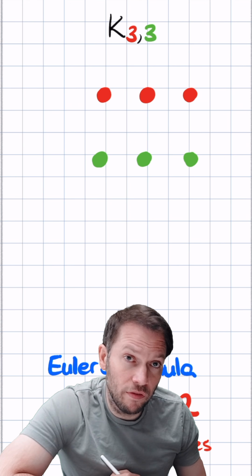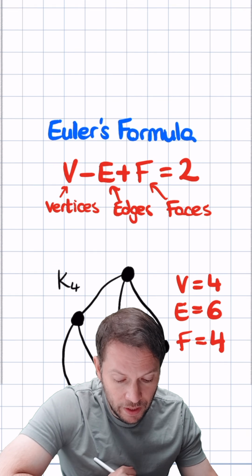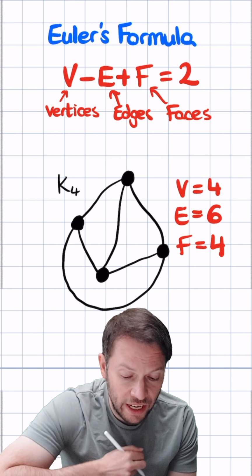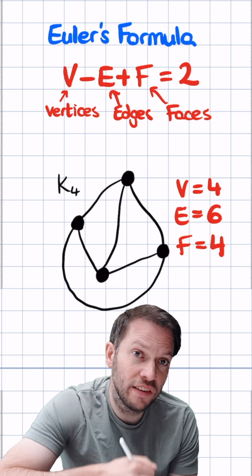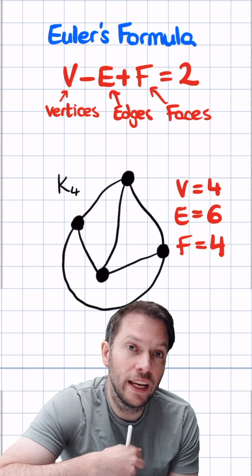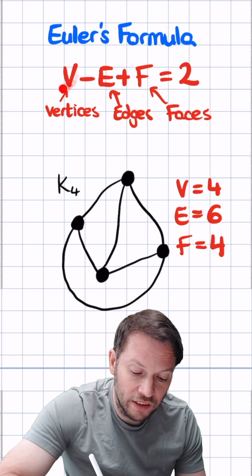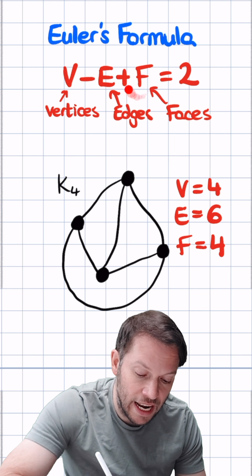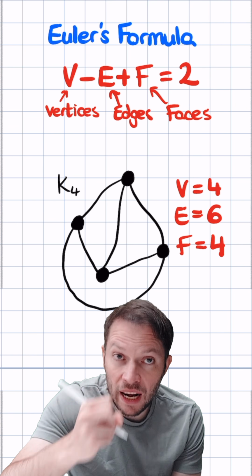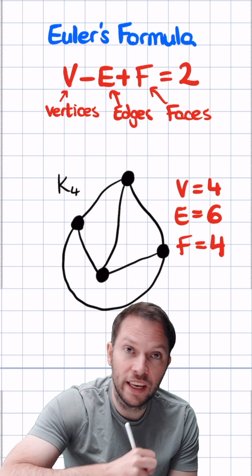Now, here's a quick informal proof of why we can't do it. There's something called Euler's formula, which connects the number of vertices, edges, and faces, or regions, in the graph. And basically, if we take the number of vertices, subtract the number of edges, and add the number of faces, for a planar graph, we should always get 2.